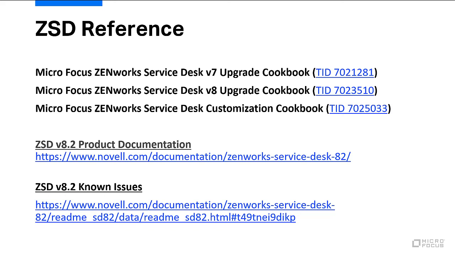Now version 8.2.1 is coming up, and that'll be included in the upgrade cookbook. So this product documentation is version 8.2, and the known issues are from 8.2, but they'll also be on the documentation site version 8.2.1. Going from 8.2.0 to 8.2.1 will primarily be going to the online updates and getting the update that way.